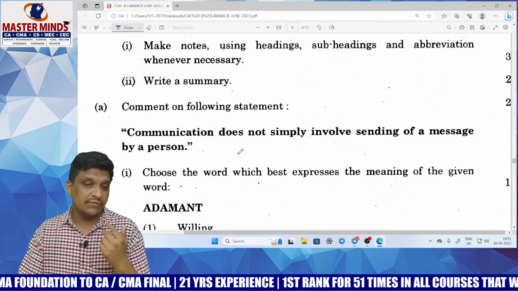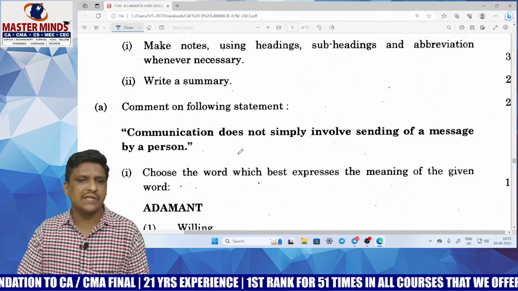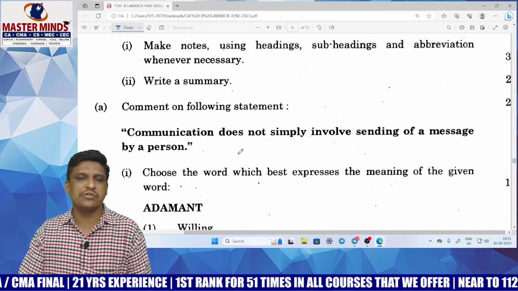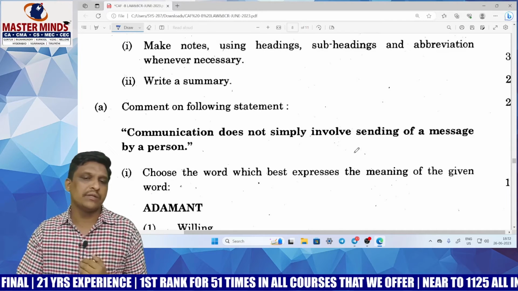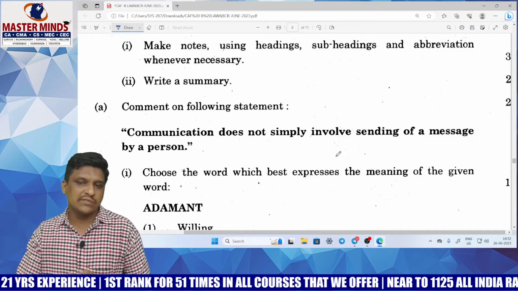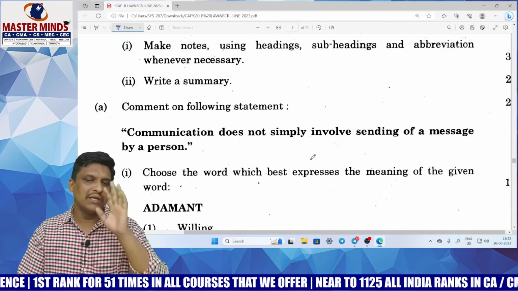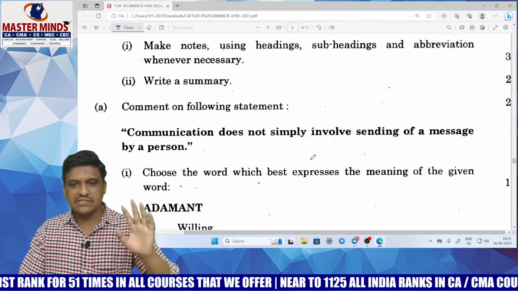Communication is a two-way process, right? Receiving as well as sending, both things need to be there. Sending as well as receiving should be there. Speaking as well as listening should be there. So just try to put all those things into this comment and comment regarding the statement here. Simple, just stick to the theory that we have discussed regarding communication.